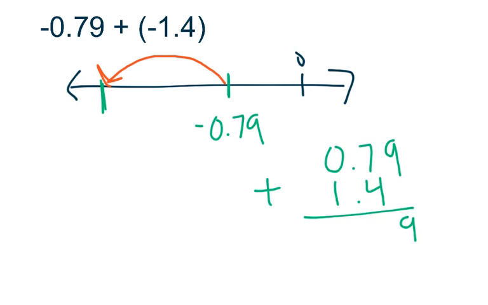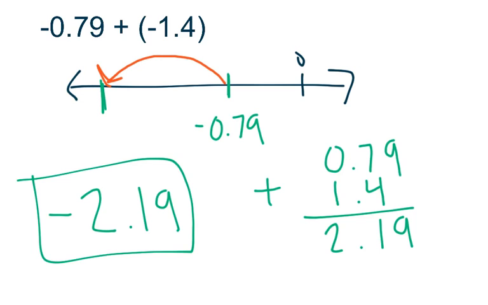tenths plus 4 tenths is 11 tenths, but 11 tenths makes a whole. So we move that whole over there. 1 plus 0 plus 1 is 2, and we get 2 and 19 hundredths. But you have to remember that all of these were negatives, so it's actually going to be negative 2 and 19 hundredths for this answer. Okay.